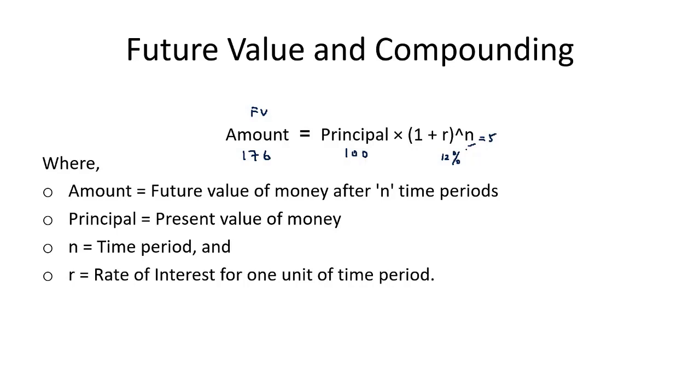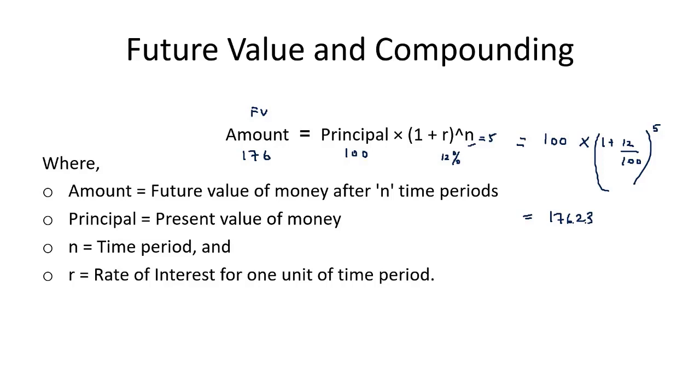If we apply on the same formula, the answer comes 176. Let's calculate that. So this is basically 100 multiplied by 1 plus 12%, 12 by 100, raised to 5. So if you calculate this, it will exactly come as 176.23, which matches with our year by year calculation.